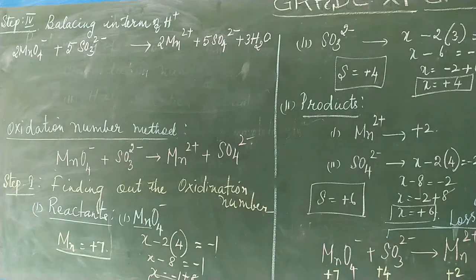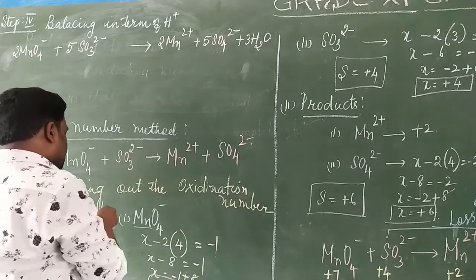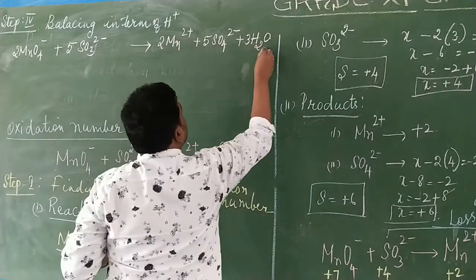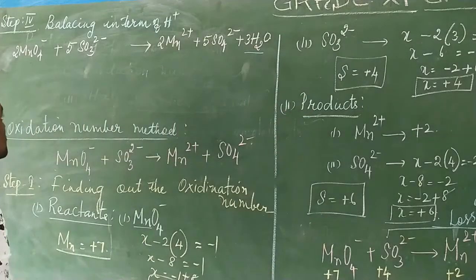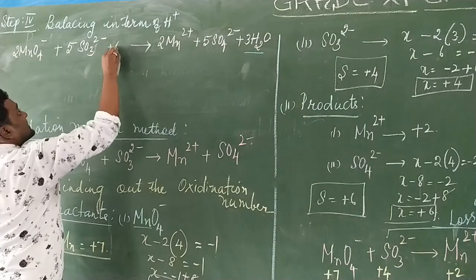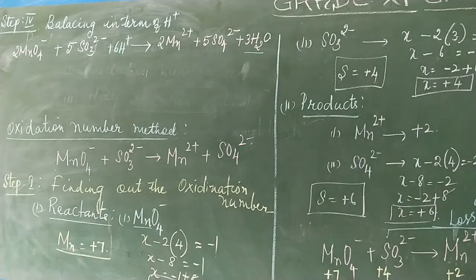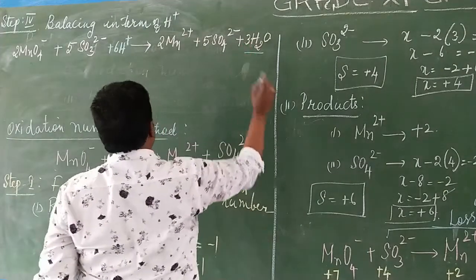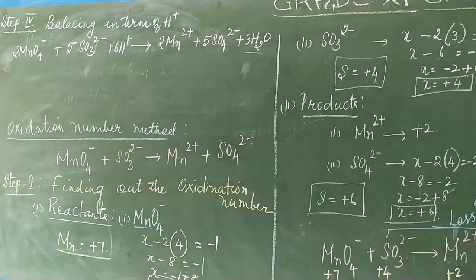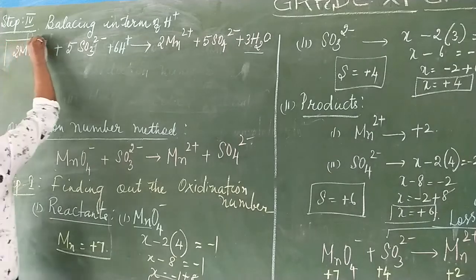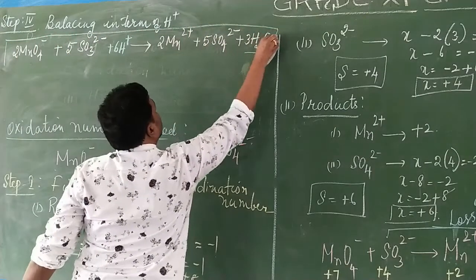Now what should I do? Balance hydrogen. How many hydrogen is present here? 3 into 2, 6 hydrogen is present. So here I am going to add 6H plus. Here 3 into 2, 6H. So this is considered as the overall reaction.